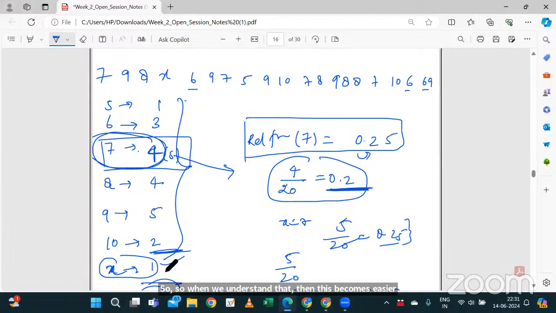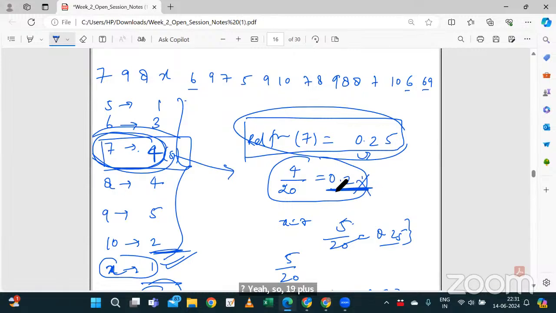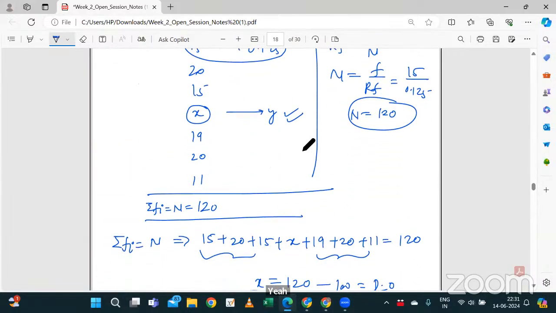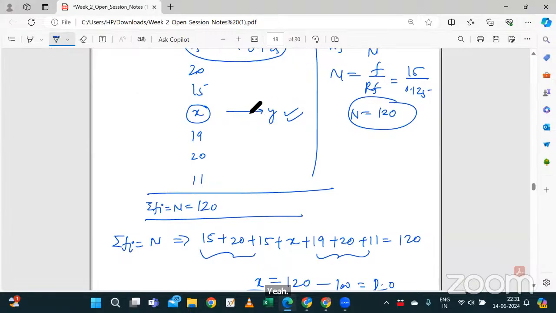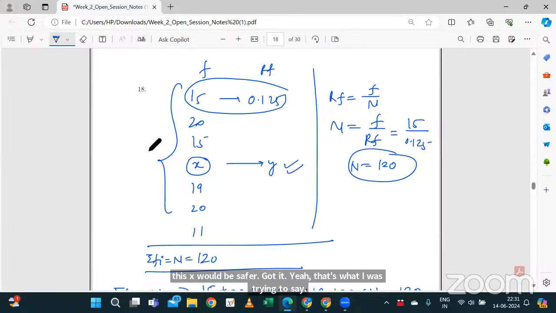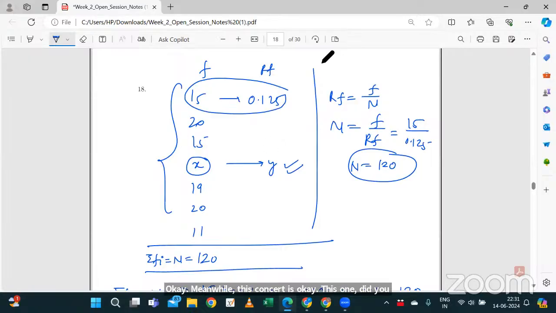What we do here is, in the question, for 7 they gave us 4.25, right? But if I calculate from here, I will get 0.2, which is not correct. That means X should be 7. Yeah, that's what I was trying to say. Okay. Meanwhile, this concept is okay. Did you get this one? Yes, for sure. If you got this, then you will be able to do one question in your exam.